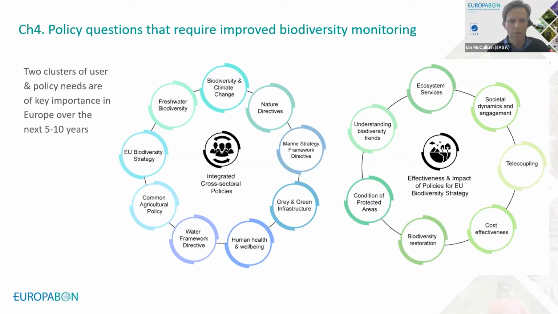ranging from the EU Biodiversity Strategy to the Water Framework Directive to nature directives. And if we unpack on the right-hand side the EU Biodiversity Strategy, then we see within there specific needs in terms of restoration, protected areas, ecosystem services, and so forth. So a variety of different policy needs that have been identified.